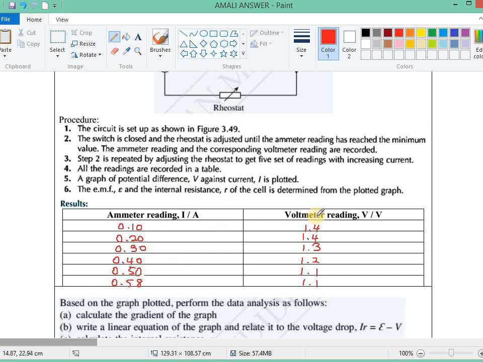But for the last one I cannot get 0.6 because it already reached the maximum. So this is the corresponding voltmeter reading that I get.